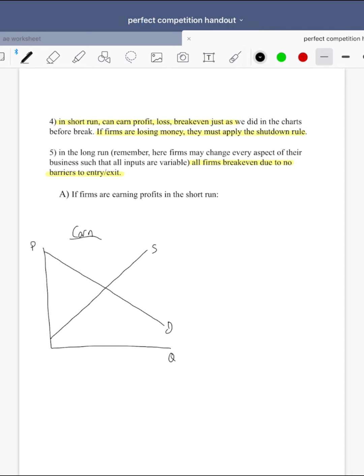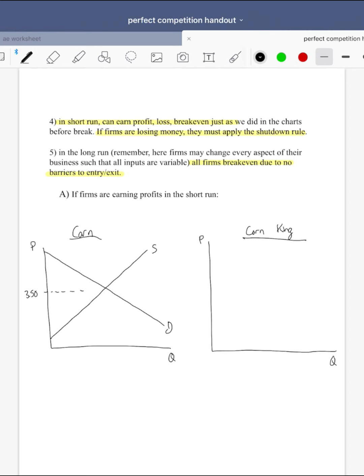Now in the long run, this is more of a visionary phase where firms can change every aspect of their business. All firms are going to break even due to there being no barriers to entry or exit. So let me highlight that.